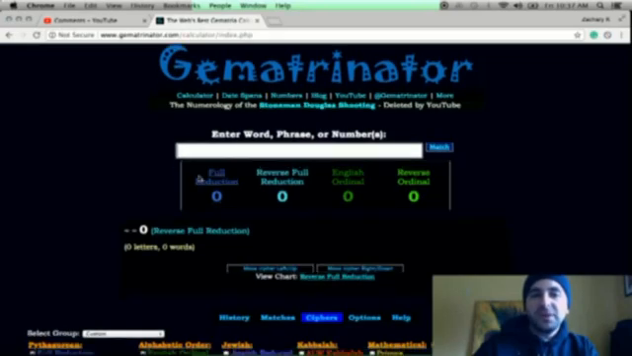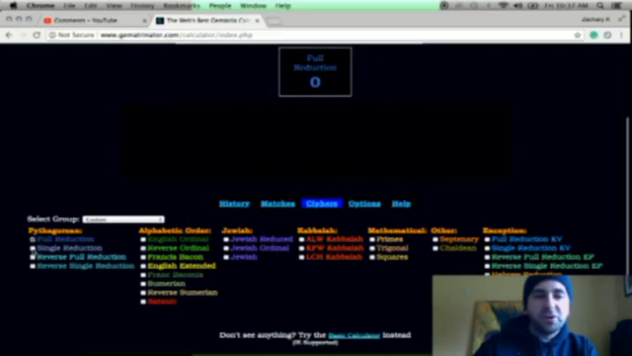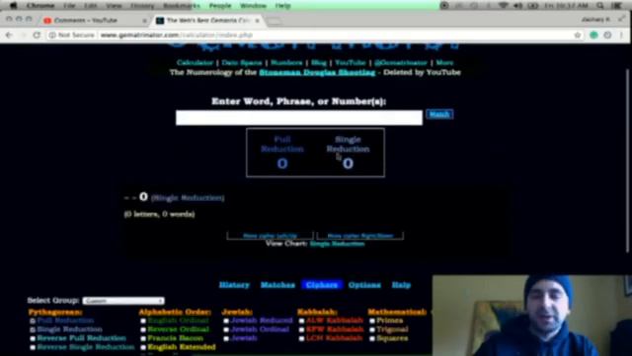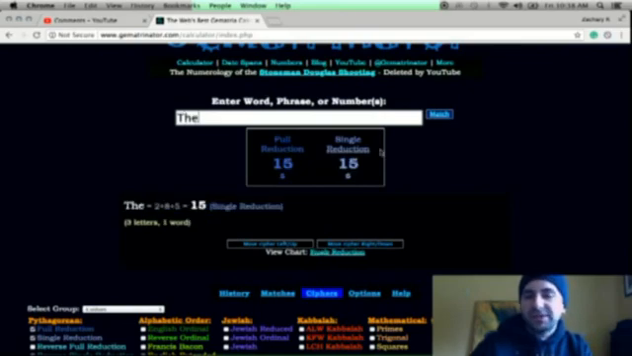So let's get rid of these other ciphers here. Let's just put up full and what Derek has called single reduction. Before Derek built this calculator, I always called this method the S exception because this cipher, single reduction, only has to do with words that have an S in it. So for example, the word the will be the same in both ciphers. Any word that does not have an S will be the same in these two ciphers.